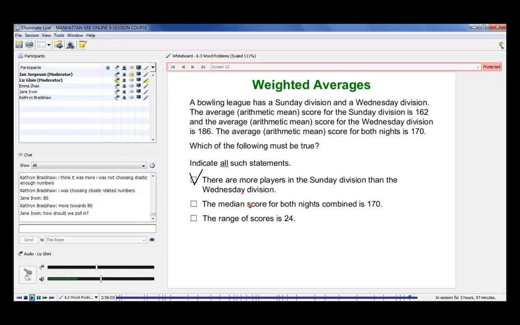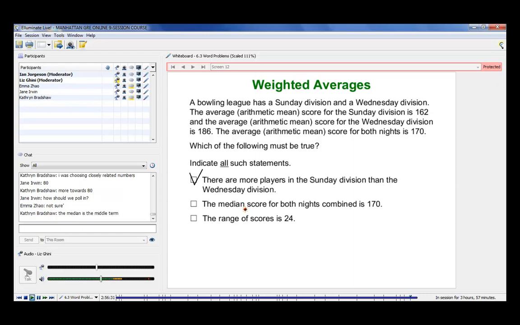Now, what about B? The median for both nights combined is 170. Make a face or thumbs down. All right, so 2 people, Jane and Catherine, are saying this cannot be true. Why doesn't this have to be true?